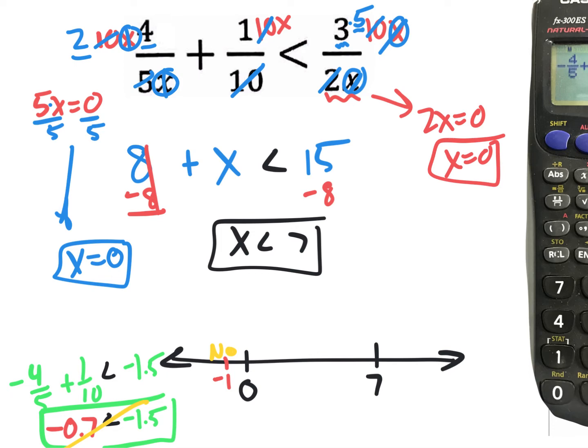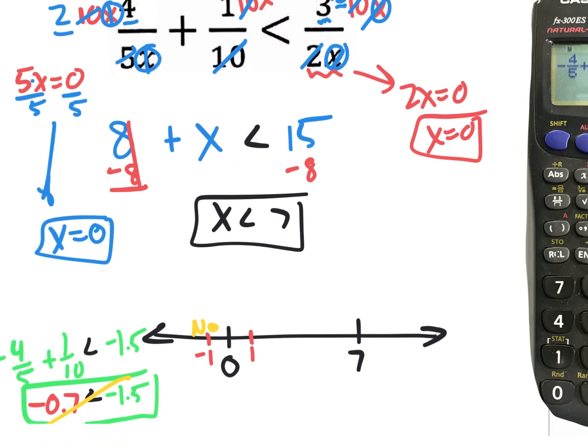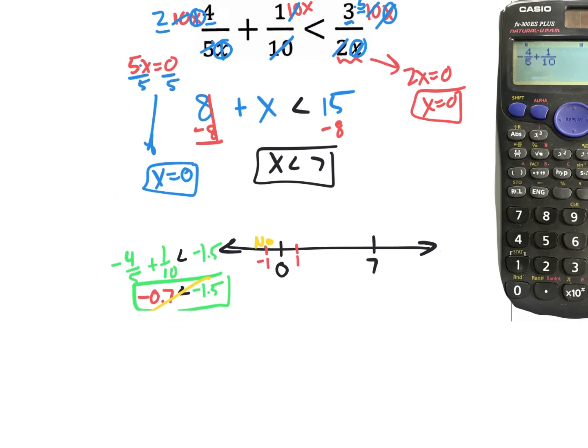So let's test the value of 1 by plugging it in. A 1 right there will just be a 5, so you have 4/5 plus 1/10. That should be less than 3 over 2 times 1, which is 3 over 2.